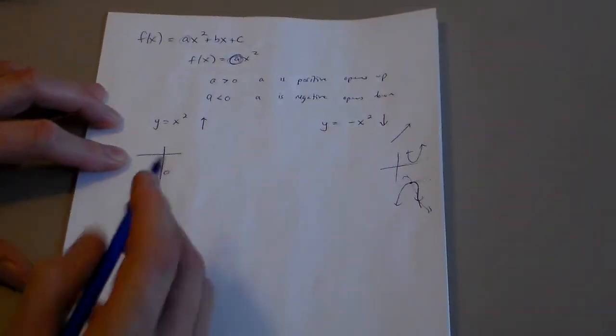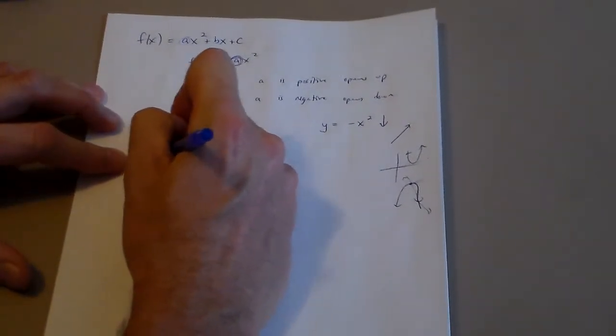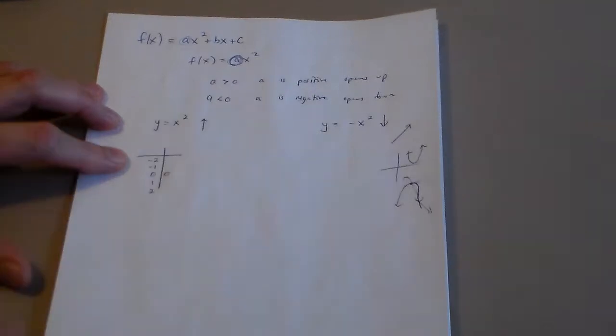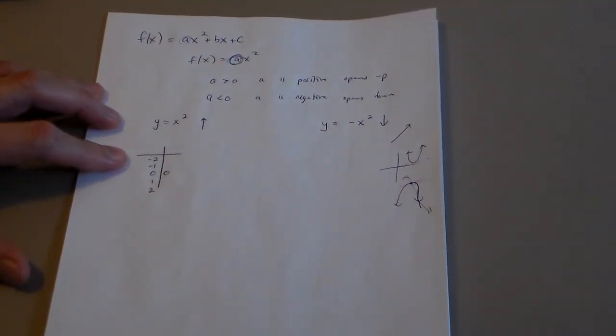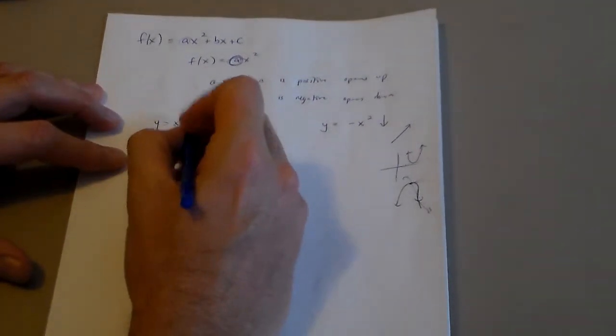So for these, I'm going to pick 0, -1, -2, and I'm going to pick 1 and 2. Now to find the answers to those, I'm going to plug them in, and you're going to see something pretty amazing happen. Okay, pretty amazing. Let's plug a 1 in. 1 squared is 1.